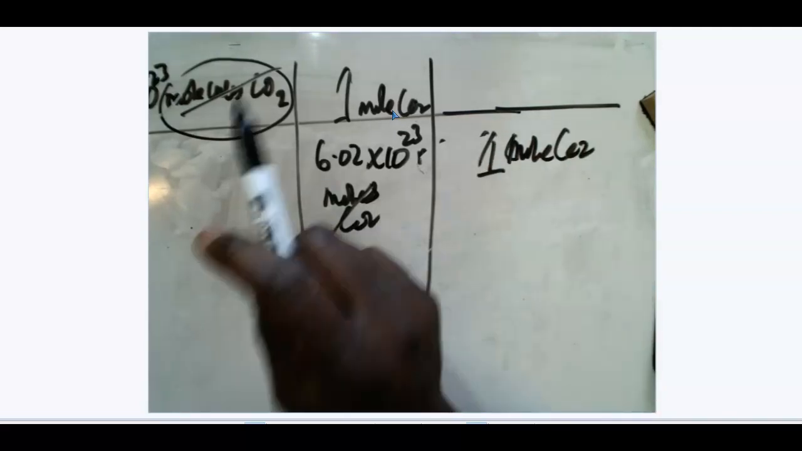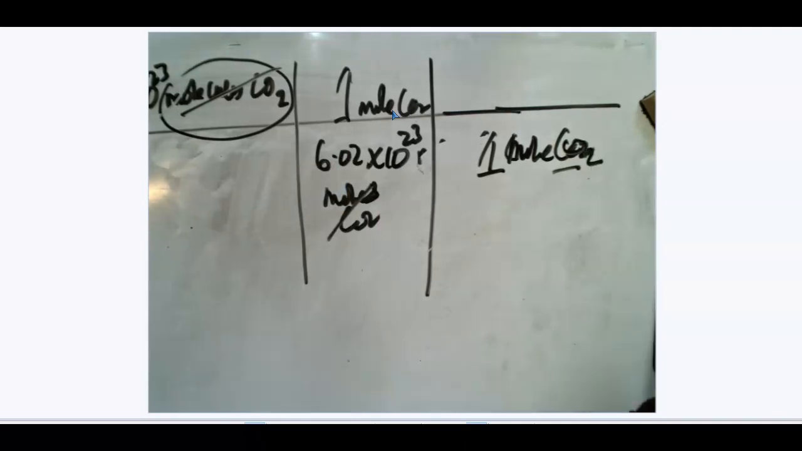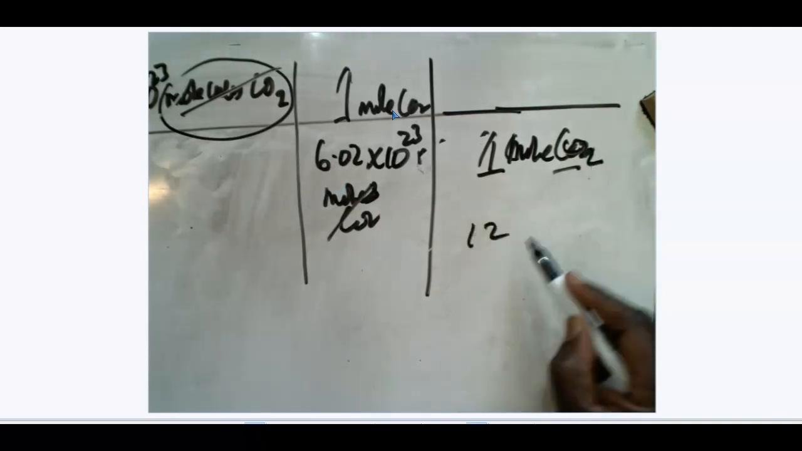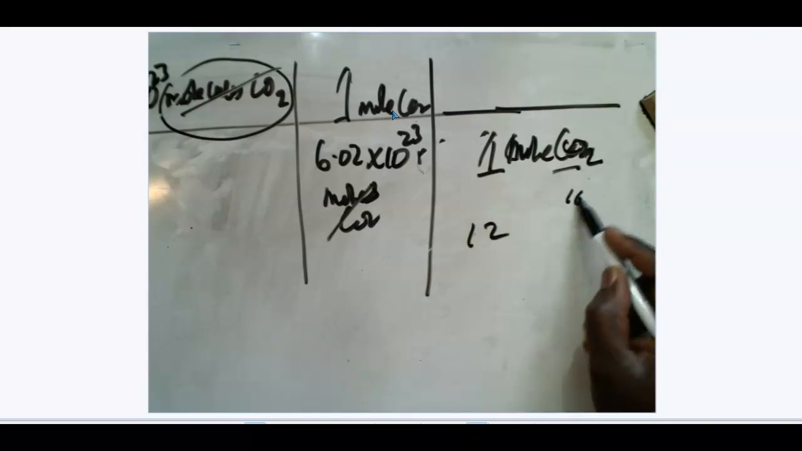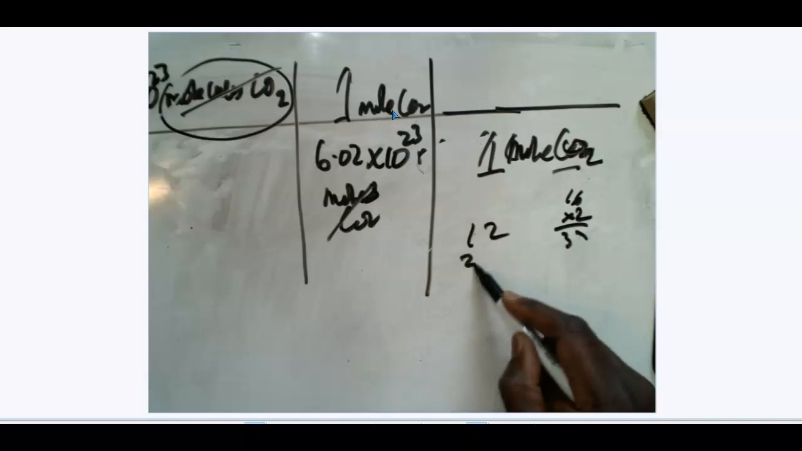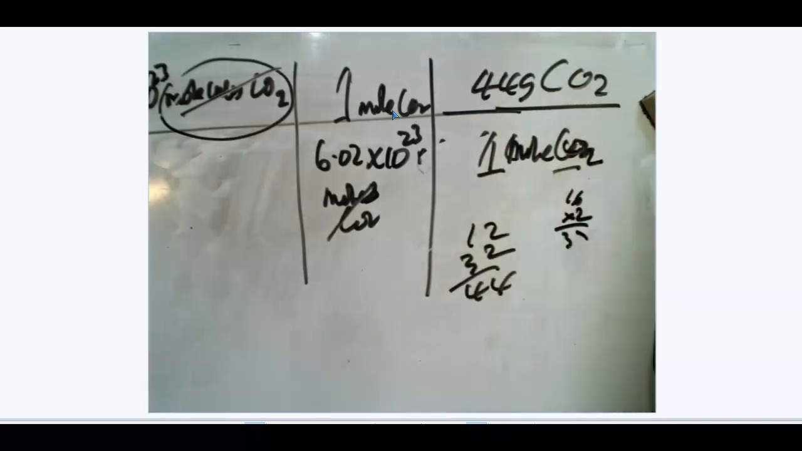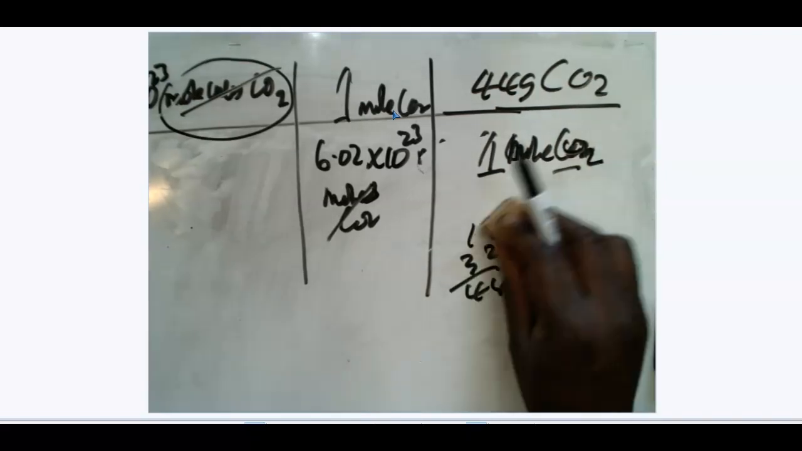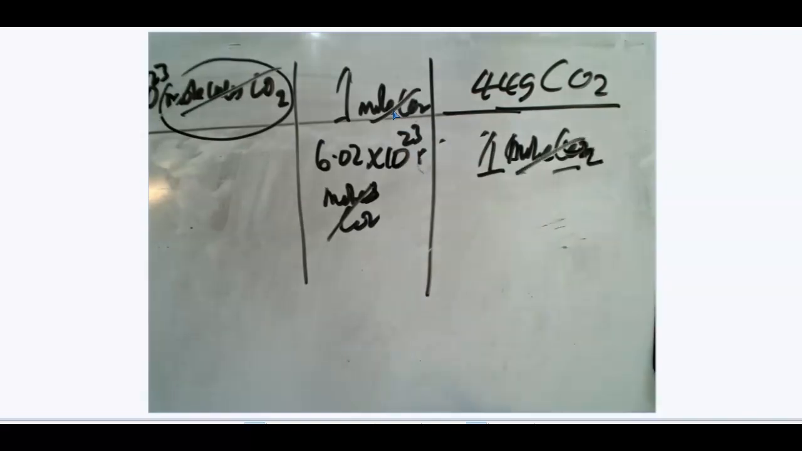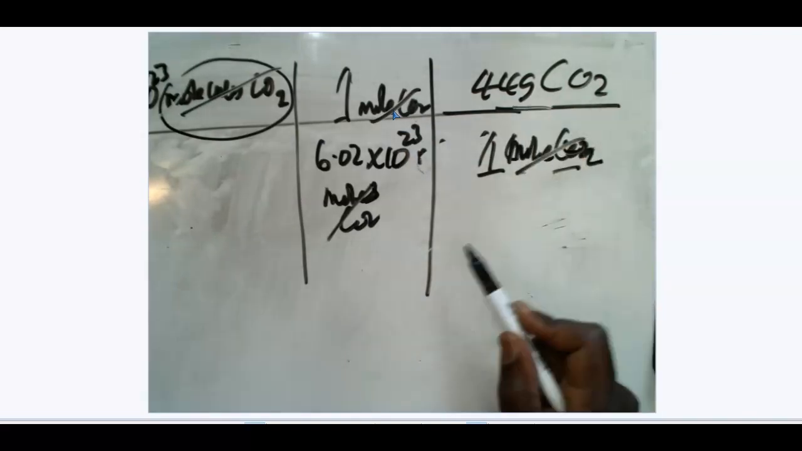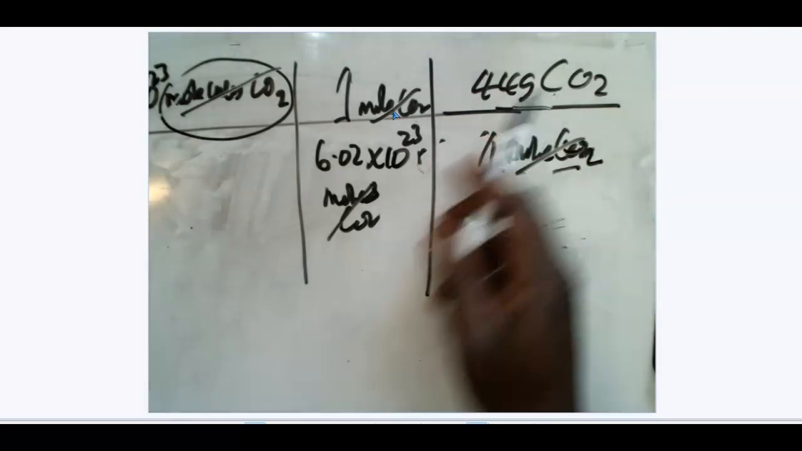Because you're looking for mass, you look for the mass of CO2. That's why you are given carbon is 12, oxygen is 15.99. I will just use 16. 16 times 2 is 32, plus 12 gives us 44. So this is 44 grams of CO2. Mole of CO2 will cancel mole of CO2. The only thing you have left is your grams of CO2. That is what we're looking for. So you multiply this by this, divide by this.